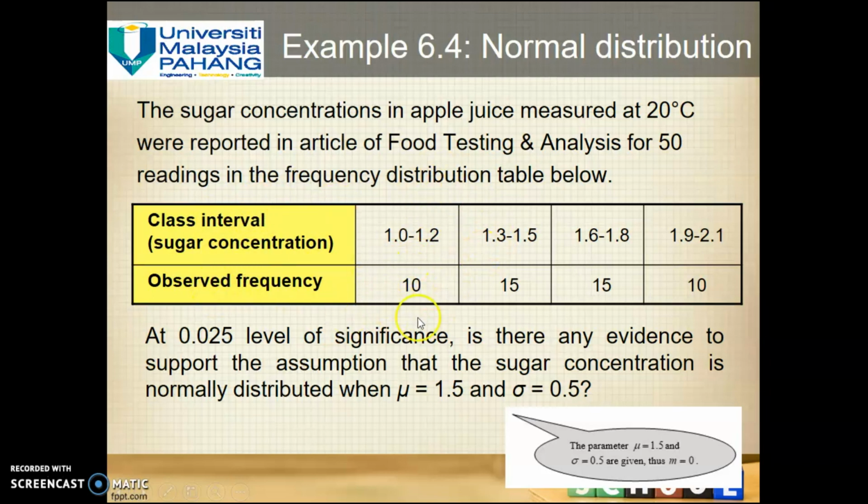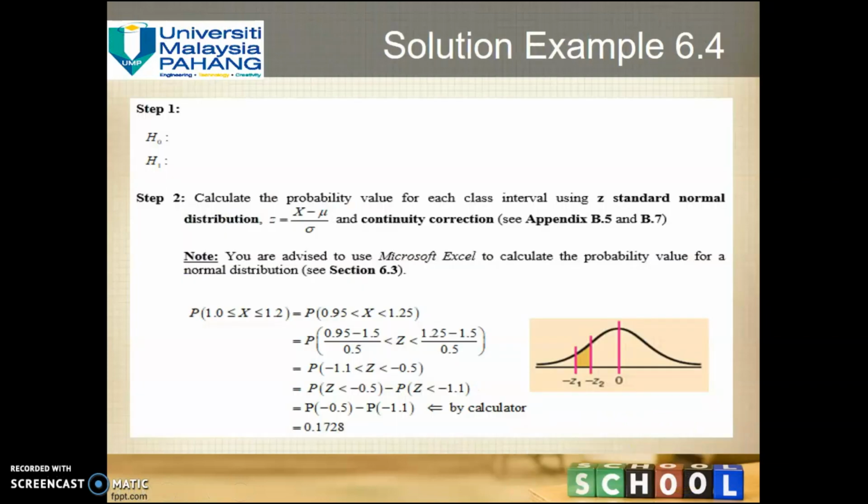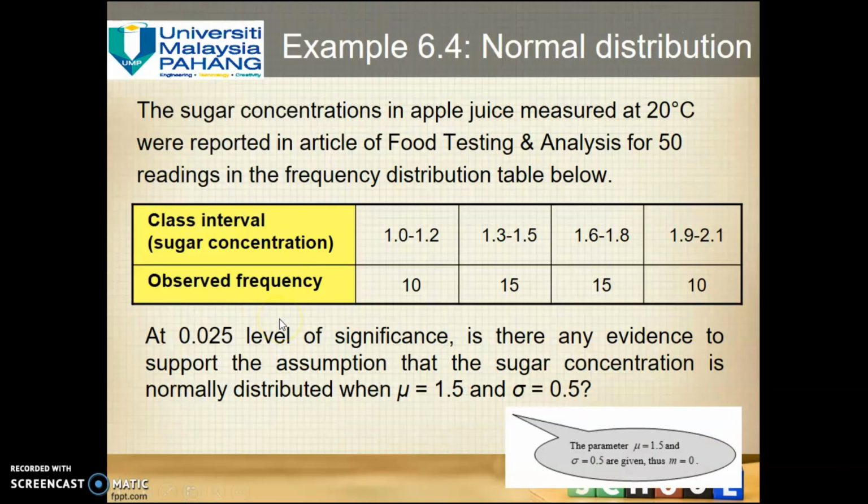So the data given here is your observed frequency. At 0.025 level of significance, is there any evidence to support the assumption that the sugar concentration is normally distributed when mu equals 1.5 and sigma equals 0.5? Both parameters are given, so M equals 0. The steps are similar.